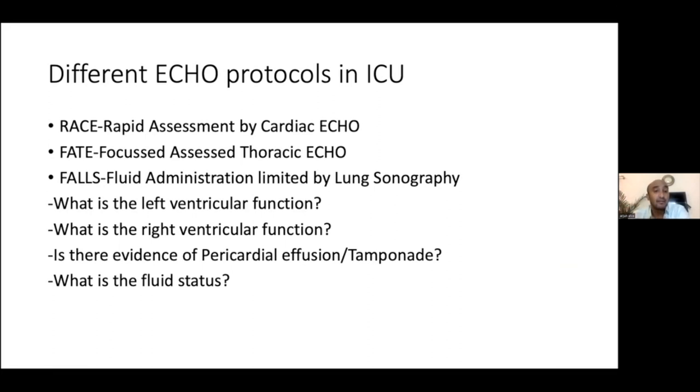We have multiple protocols and courses like the RACE, that is rapid assessment by cardiac echocardiography; the FATE, focused assessment transthoracic echocardiography; and FALLS, that is fluid administration limited by lung sonography. Multiple guidelines have come to help us in hemodynamic monitoring in the ICUs.